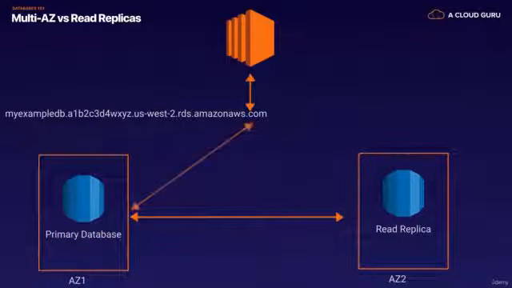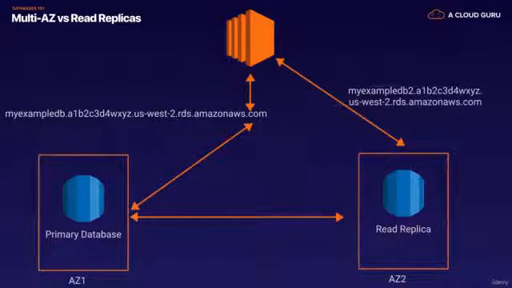What you would have to do is go in and essentially create a new URL. And then you'd have to update your EC2 instances to point to the read replica.